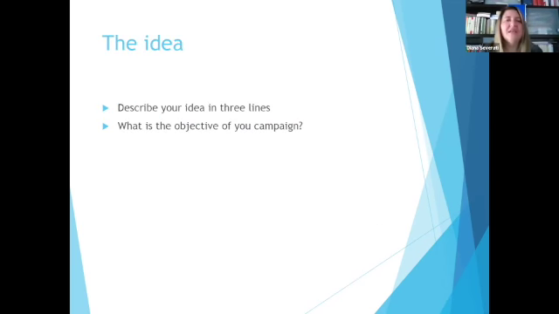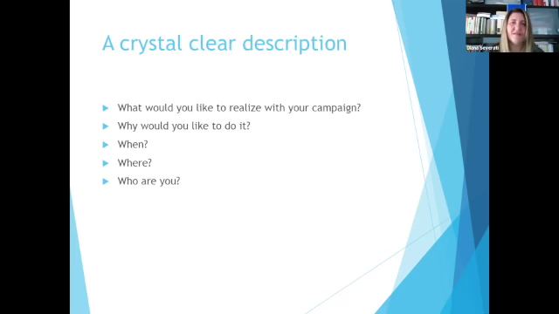So the idea: describe your idea in 3 lines. What is the objective of your campaign? This should be clear. A clear description. What would you like to realize with your campaign? What would you like to do? When, where, who are you? When will your campaign take place, when will the project be realized, where: is it a local campaign, a national campaign, or an international one? So you have many options. And who are you? Introduce yourself.